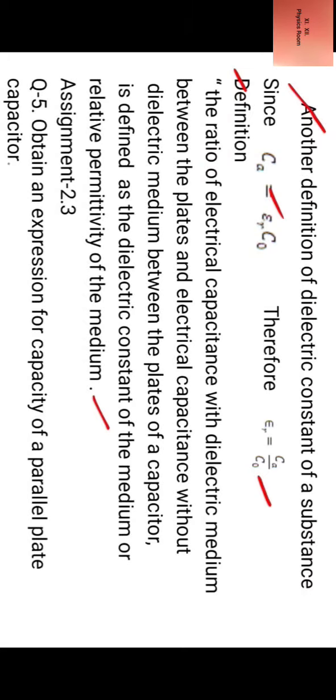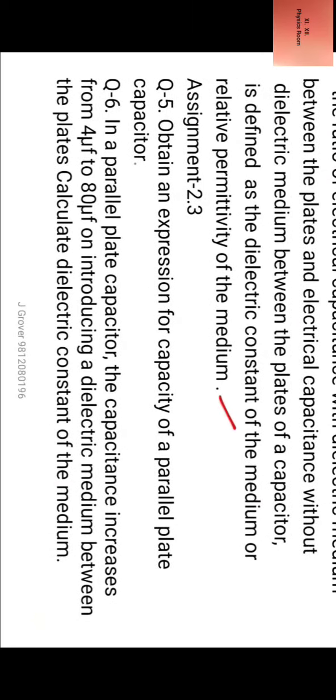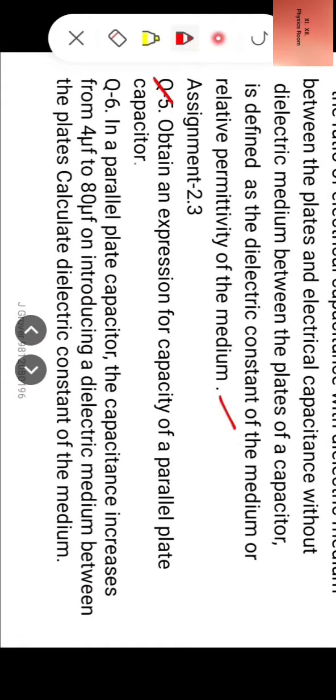Now assignment 2.3 continued. Question number 5. Obtain an expression for capacity of a parallel plate capacitor. This is the article that you have learnt above. Question number 6. In a parallel plate capacitor, the capacitance increases from 4 microfarad to 80 microfarad on introducing a dielectric medium between the plates. Calculate dielectric constant of the medium. So use the formula Ca is equal to epsilon R into C naught. So epsilon R is equal to Ca by C naught. So it will be 80 by 4. So it will be 20.